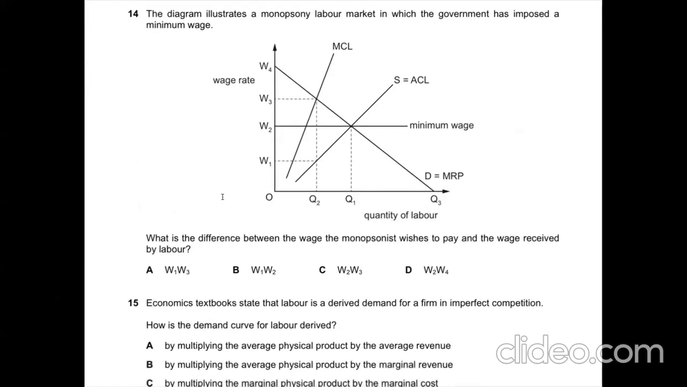Question 14. The diagram illustrates a monopsony labor market in which the government has imposed a minimum wage. What is the difference between the wage the monopsonist wishes to pay and the wage received by labor? If you are monopsony, then you always want to hire less and pay less according to your profit maximizing rule. So your profit maximizing rule will be decided where MCL meets MRP. So this is the quantity and this is the wage. However, legally, you have to pay minimum wage, which is W2. So that's the gap.